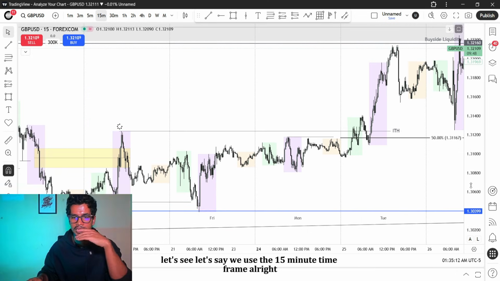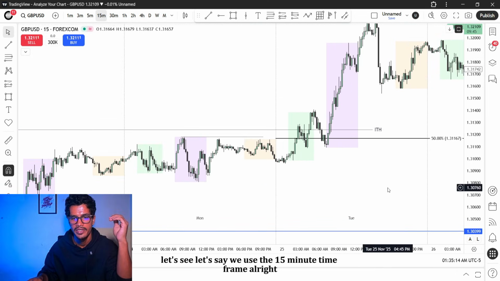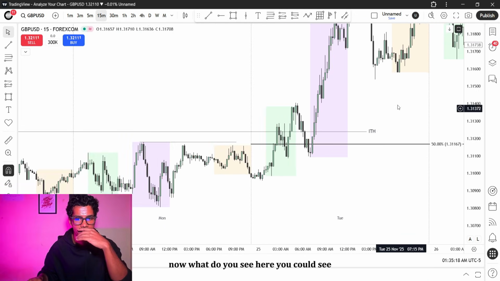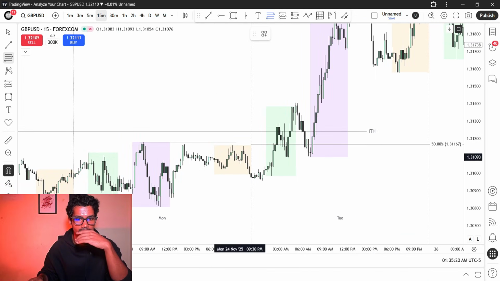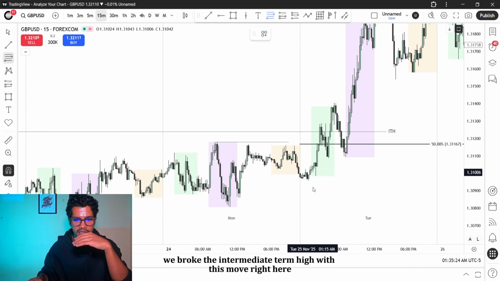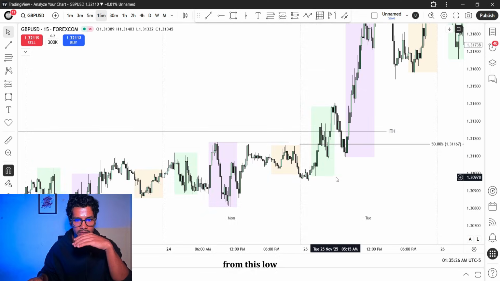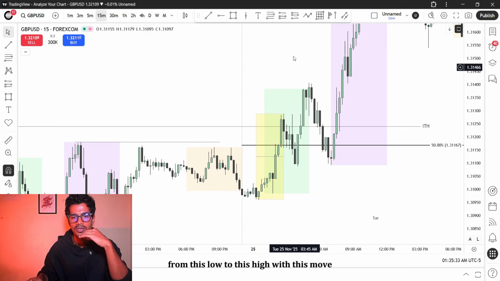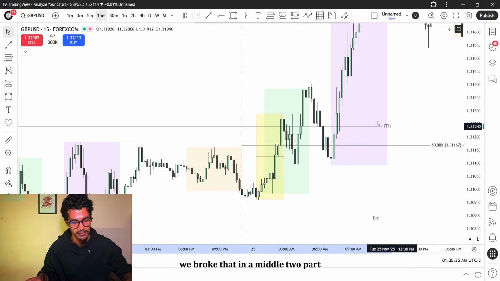Let's say we use the 50-minute time frame. All right. Now what do you see here? You could see we broke the intermediate term high with this move right here from this low to this high. With this move, we broke that intermediate term high.